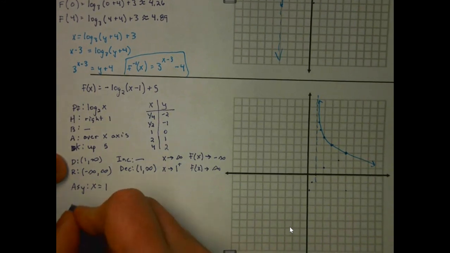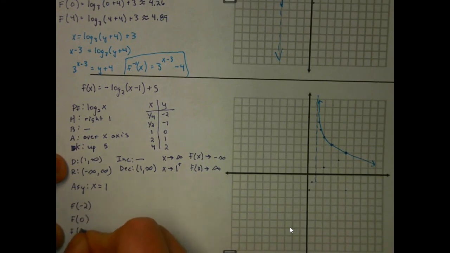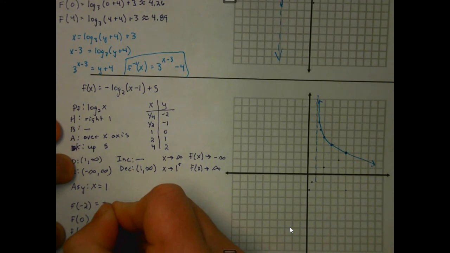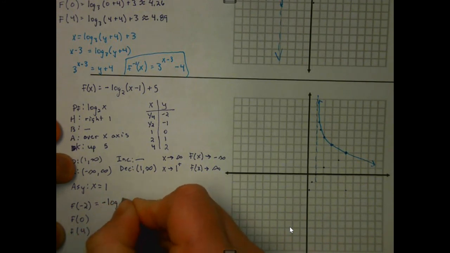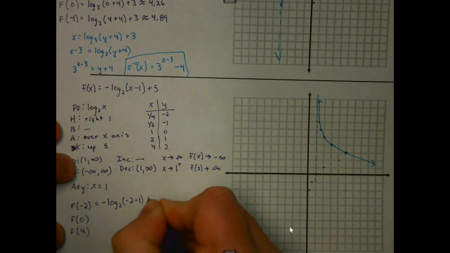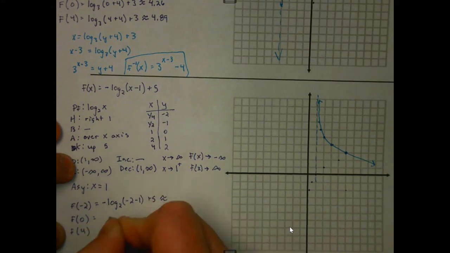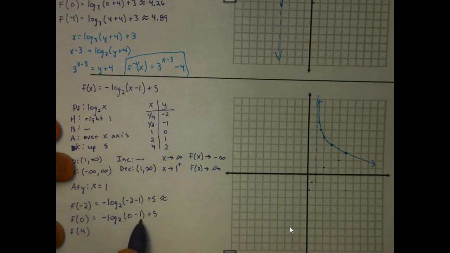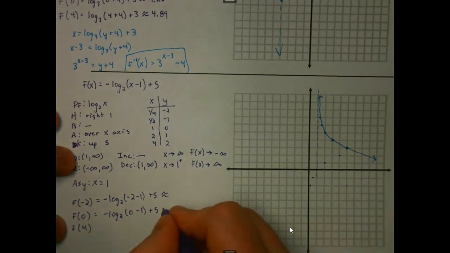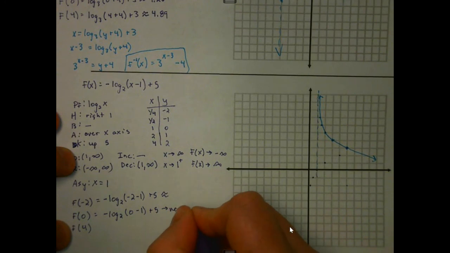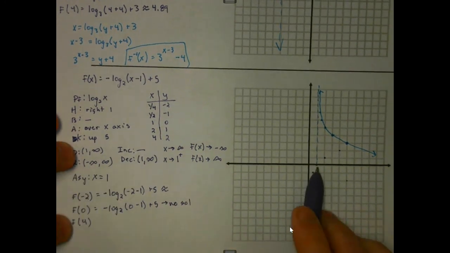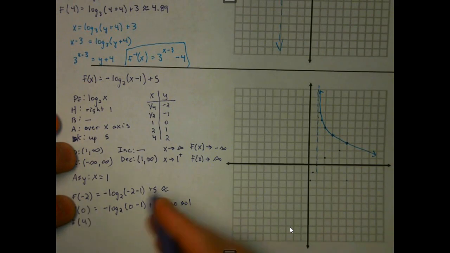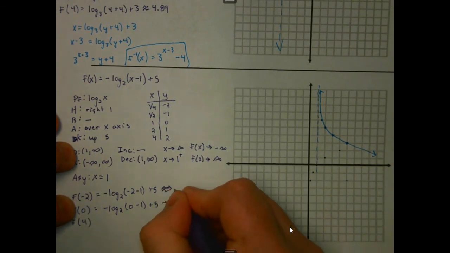Okay, we need to find f of -2, f of 0, f of 4. So we plug those values in. So negative log base 2 of -2 minus 1 plus 5. Negative log base 2 of 0 minus 1 plus 5. Now I can see right here I'm going to get a negative in here, and I can't have a negative. So no solution there. Okay, because remember, x has to be bigger than 1. So up here, I can't have anything there. So no solution.